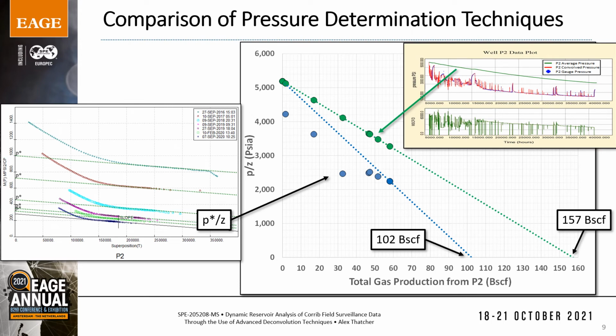However, using the average pressure from deconvolution on a P over Z plot clearly yields a straight line through all the points and indicates a GIP over 50% greater than the P star technique.